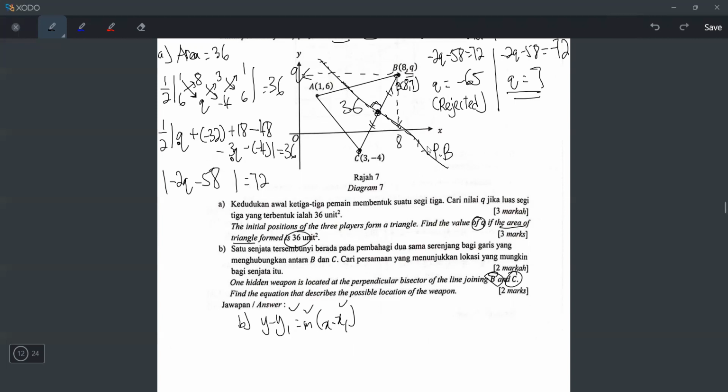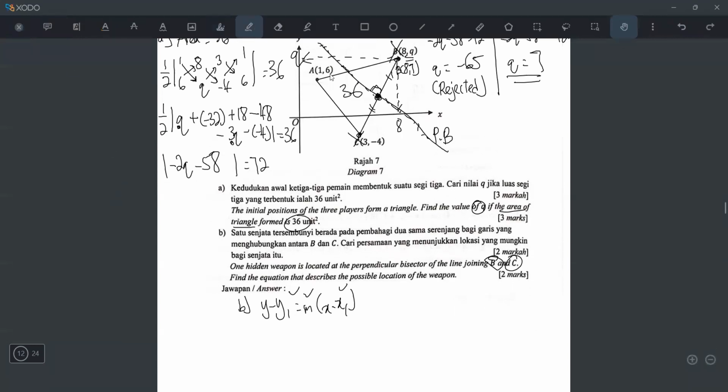But I already know which point it will pass through. It will not pass through B, it will not pass through C, it will pass through the midpoint of BC. So later I have to find the midpoint. But gradient also I don't have, right? But it's fine. I can try to find gradient of BC first. And then I flip it and change the sign. Okay. So now my mission is what? Find gradient of BC, flip and change sign because it's perpendicular.